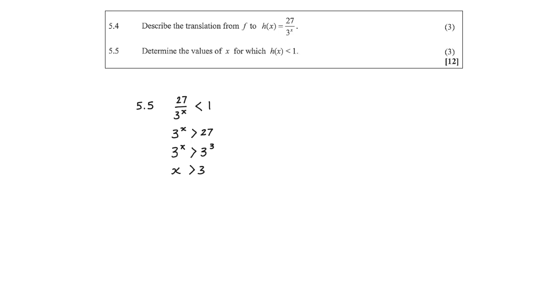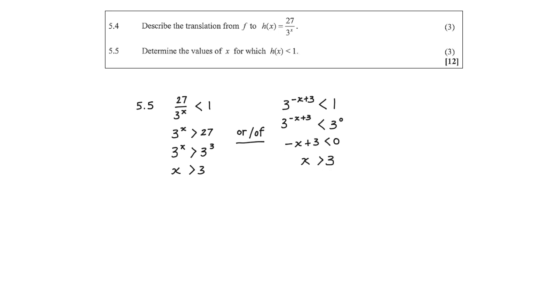Or another method is we can say that 27 over 3 to the power of x is the same as 3 to the power of minus x plus 3. And then we can rewrite the 1 on the right hand side as 3 to the power of 0. The bases are the same and fall away. And then minus x plus 3 is smaller than 0. Minus x is then smaller than negative 3. And then as soon as we divide by a negative, the inequality flips.